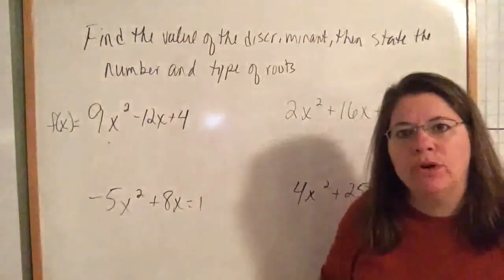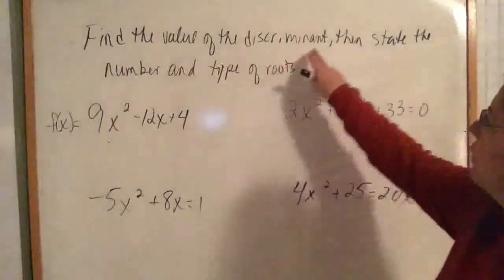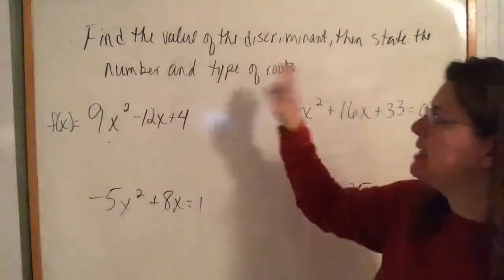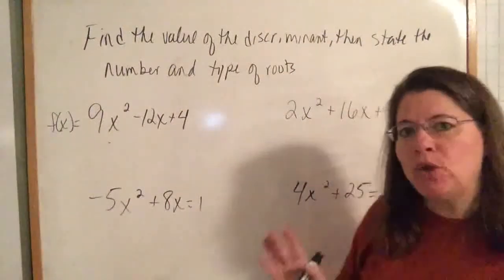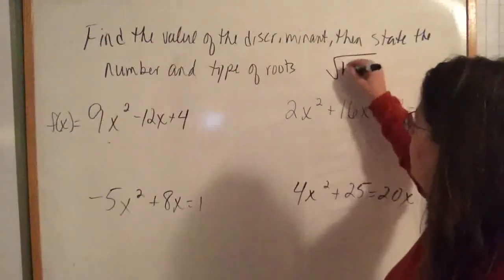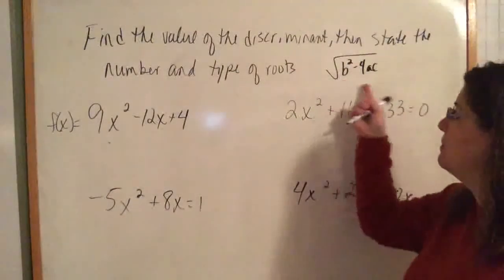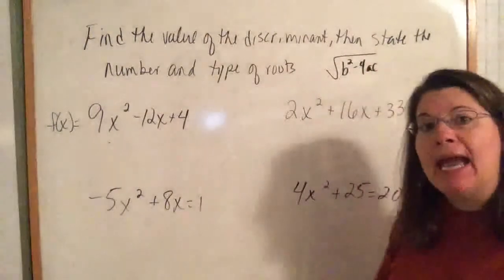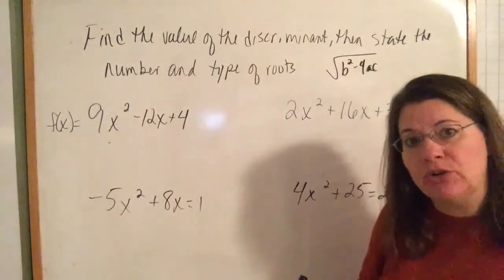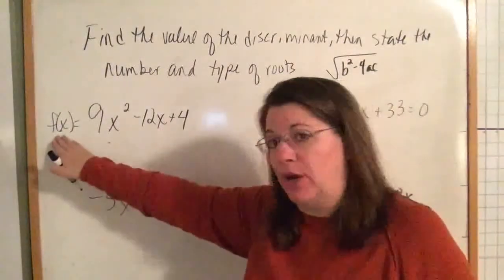So here I have 4 examples, and all they're asking us to do is find the value of the discriminant, then state the number and type of roots. So all you have to do is worry about the square root of b squared minus 4ac. All you have to do is find b squared minus 4ac and analyze what you would be getting underneath that root. So with this one, and remember, we have to have it equal to 0.